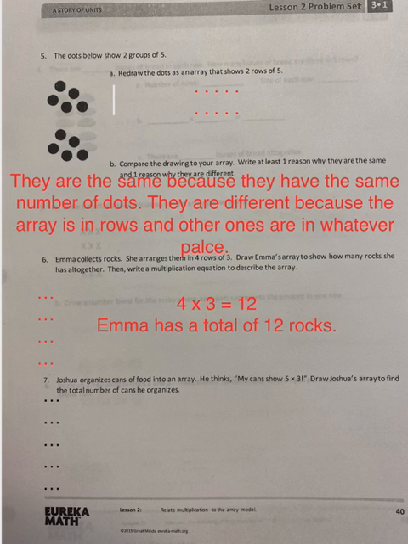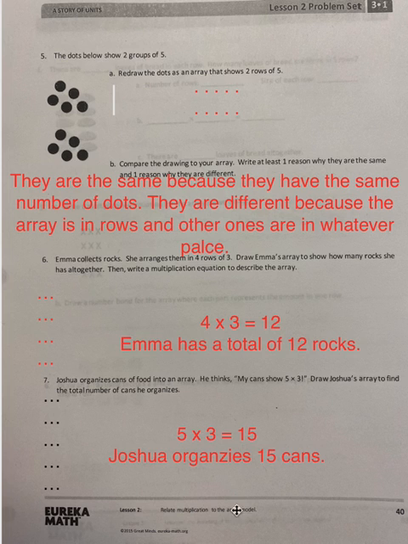Alright, so now we have our 5 rows of 3 in each. So right here, how many rows times how many in each row. Now we need to find the total number of cans he organizes. So we can count by our 3s to our 5th finger. So we're going to start 3, 6, 9, 12, 15. So Joshua organizes a total of 15 cans. Alright, so we have our completed multiplication sentence. 5 times 3 equals 15. And our complete sentence, Joshua organizes 15 cans.